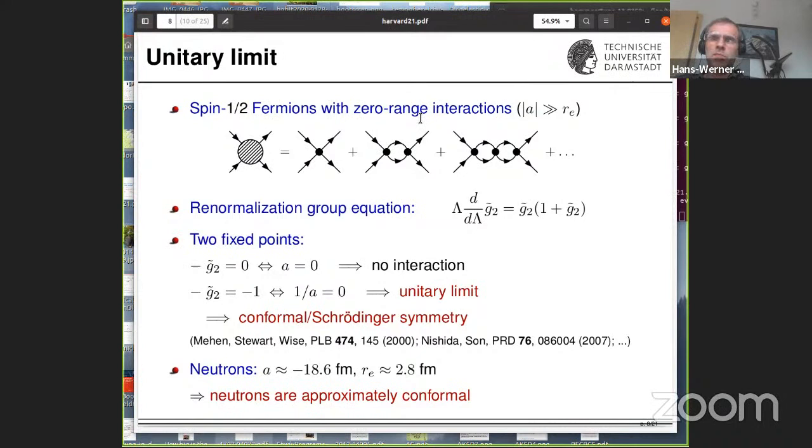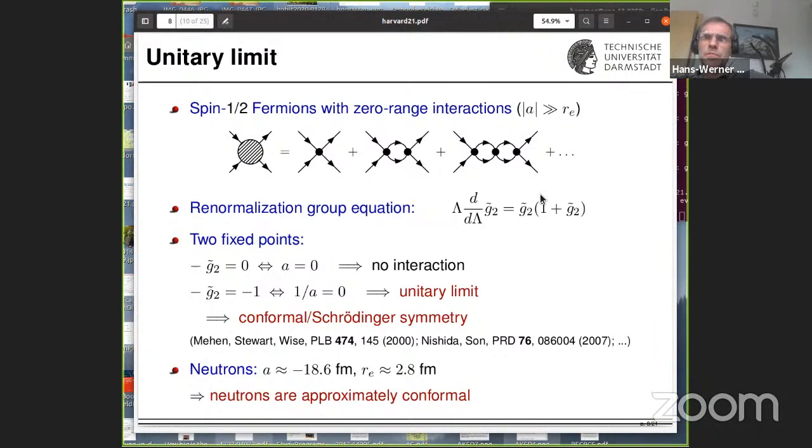And so if you do this and derive the renormalization group equation for this coupling constant, where G2 tilde is a dimensionless version of this coupling constant that has a power of the cutoff absorbed to make it dimensionless, then you get an equation of this type. And you see, this has two fixed points. There is the free fixed point. So this coupling stops to run when the coupling is zero.